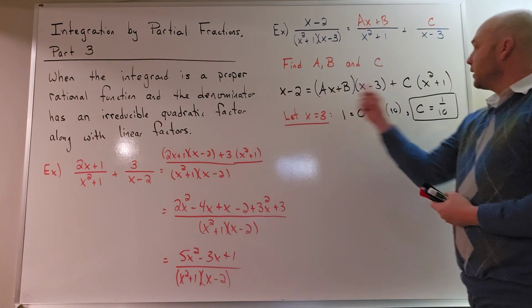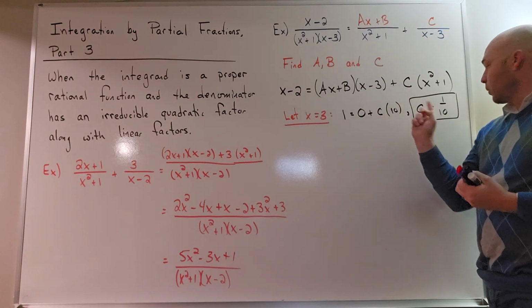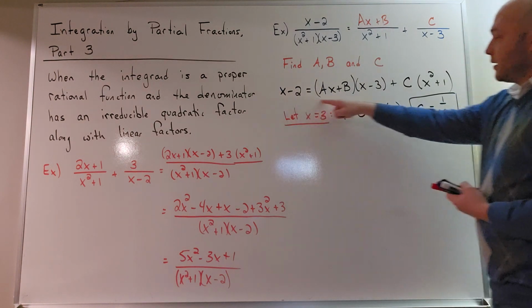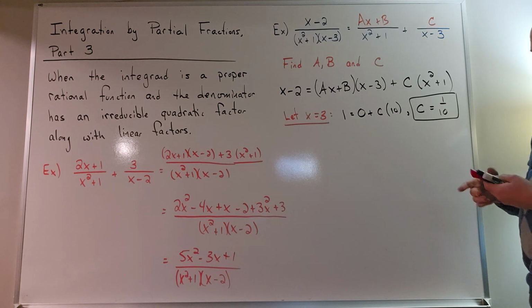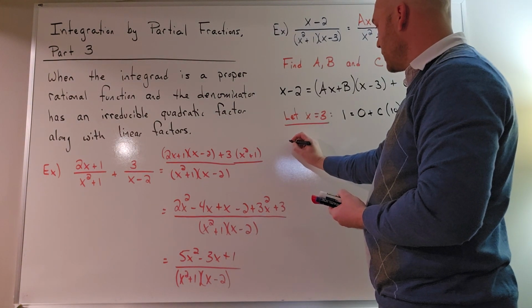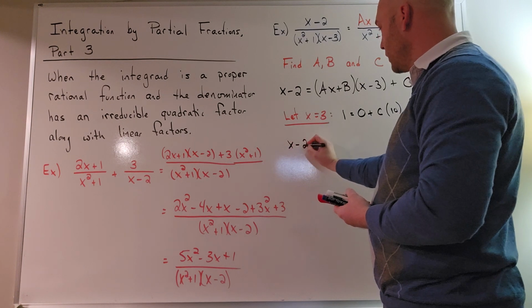I'm going to leave the c as c. I'm not going to put in 1/10 until the end. I'm going to multiply this out and turn it into a quadratic equation. And I'll show you why I'm going to do that here in a second. Let me go ahead and multiply this all out.